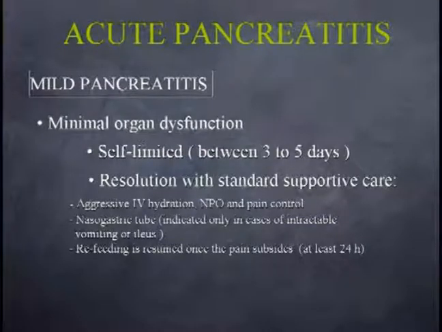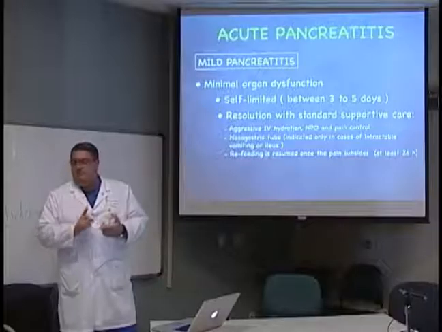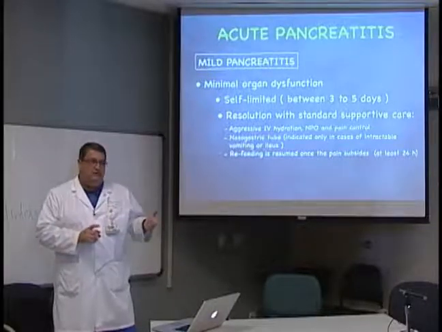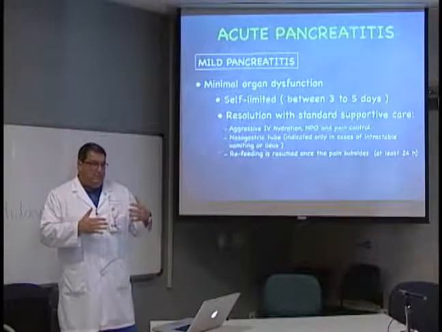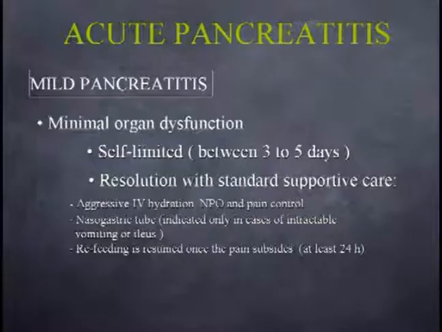So the definition and the differentiation between mild and severe is based on the degree of organ dysfunction that the primary disease causes. So in mild pancreatitis, there is minimal organ dysfunction. So the disease is usually self-limited to the pancreas, lasts about 3 to 5 days, and most patients with a mild form of acute pancreatitis will heal and will survive.